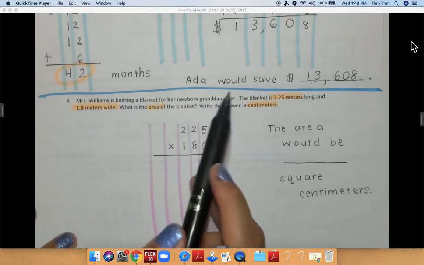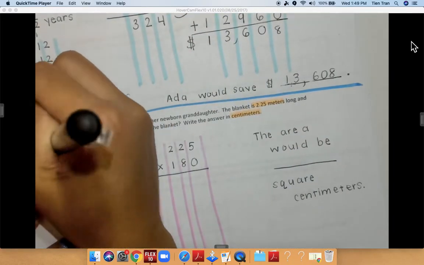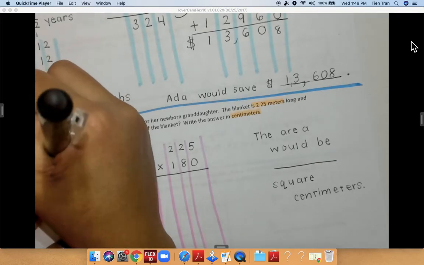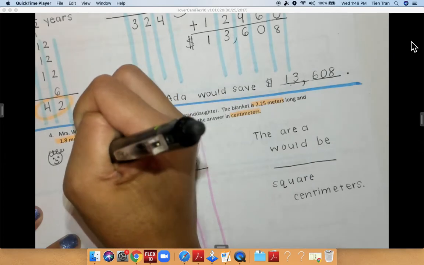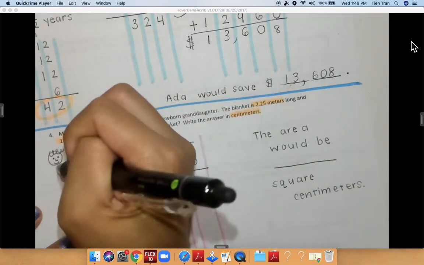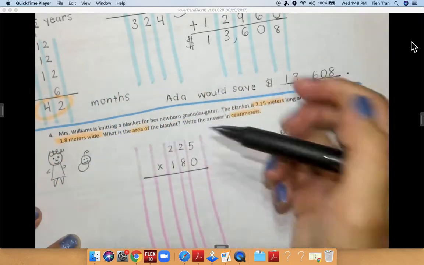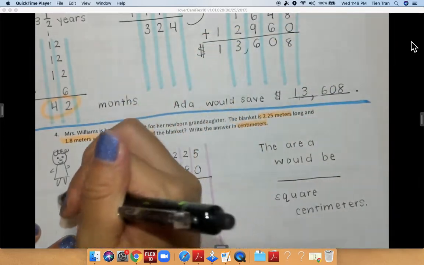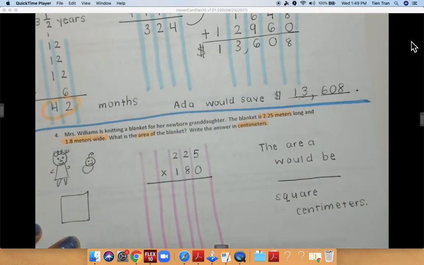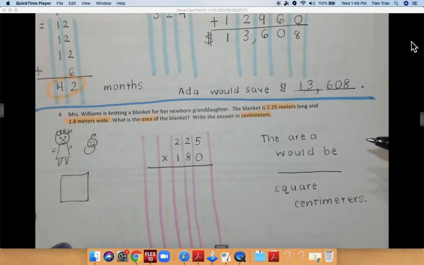Knitting a blanket for her newborn daughter. Oh, how adorable. That means that she became a grandmother and she's knitting for her daughter. So maybe her daughter's a little baby. Okay, so that's what I'm imagining. I'm imagining a grandmother knitting for a little baby. And it is a blanket, okay? So we're picturing a blanket. That's the story. We're understanding the story first before we solve for it so that we can picture in our head what they're asking for.